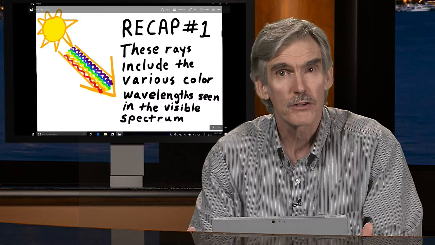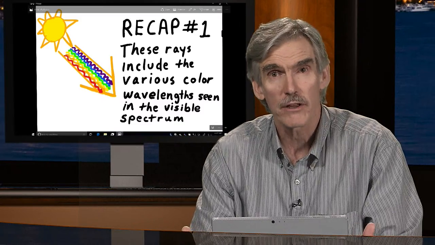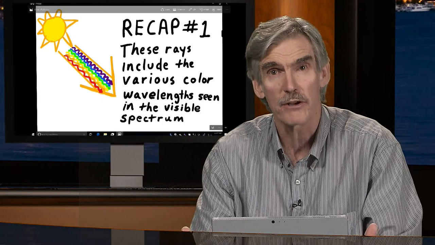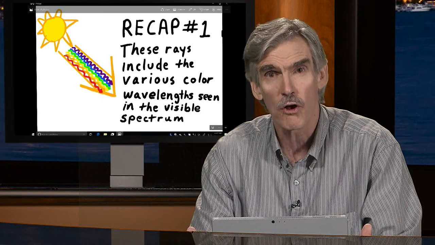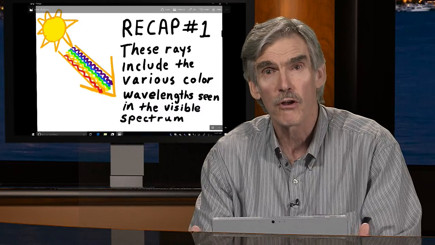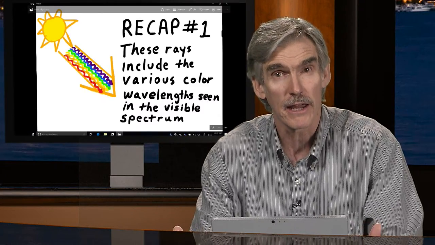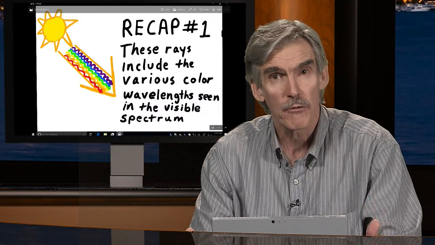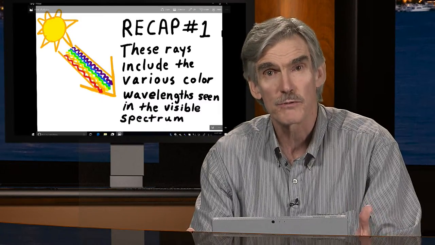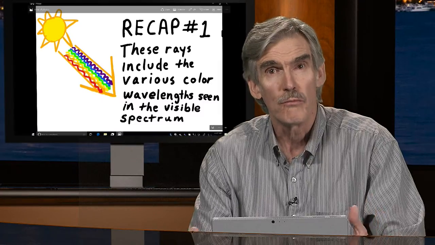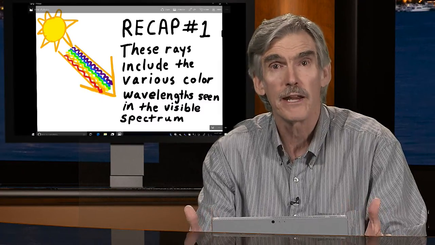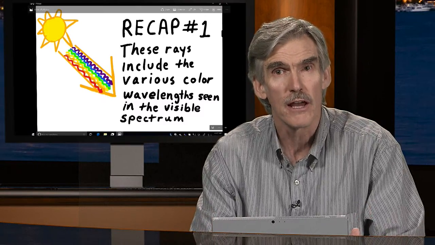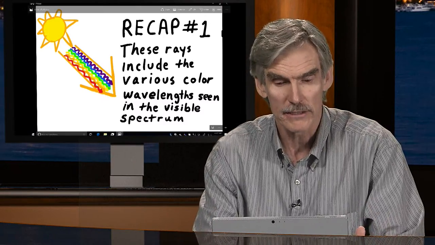So the visible color spectrum involves wavelengths that measure anywhere from 400 nanometers to 700 nanometers, which are very small measurements in the overall spectrum of electromagnetic energy. And that spectrum includes everything from gamma rays to X-rays to the visible spectrum of light, to microwaves, to radio waves. So it's a full spectrum, and we just focus in photography on that visible spectrum of light.